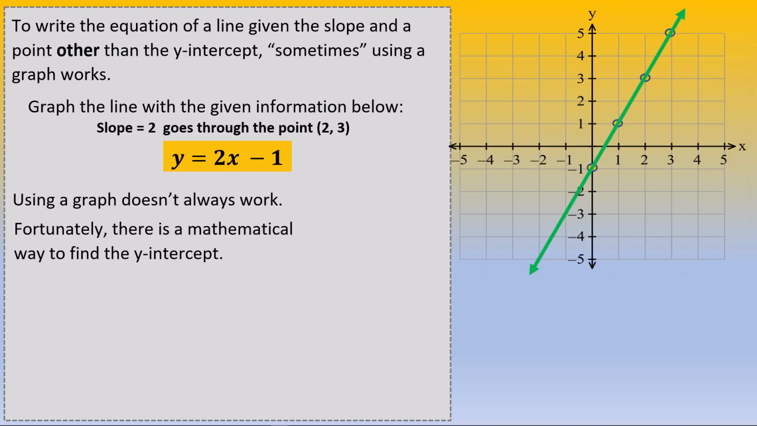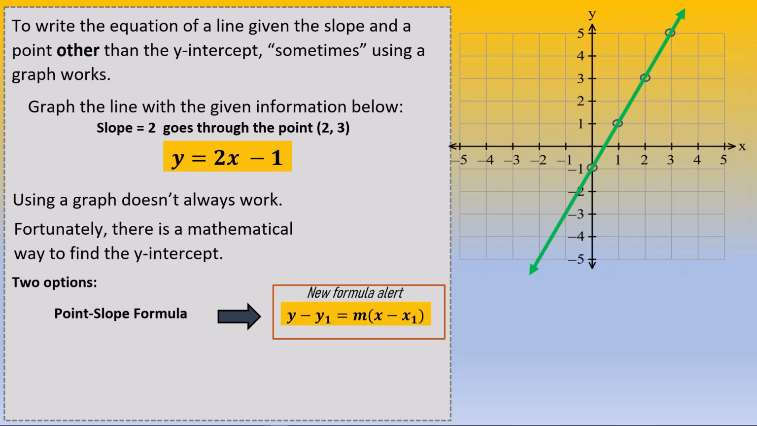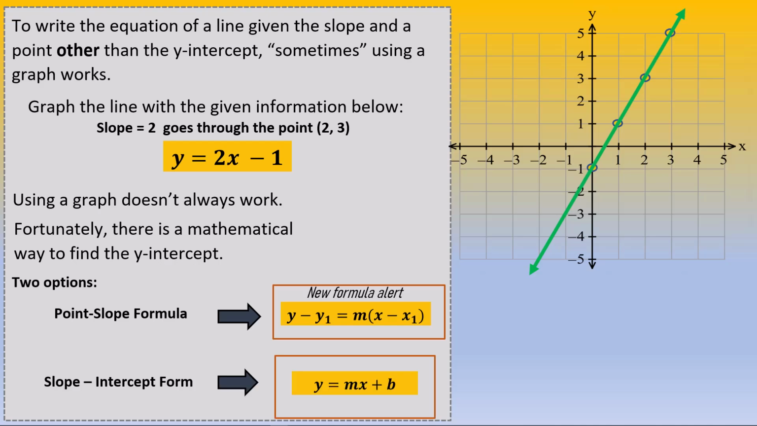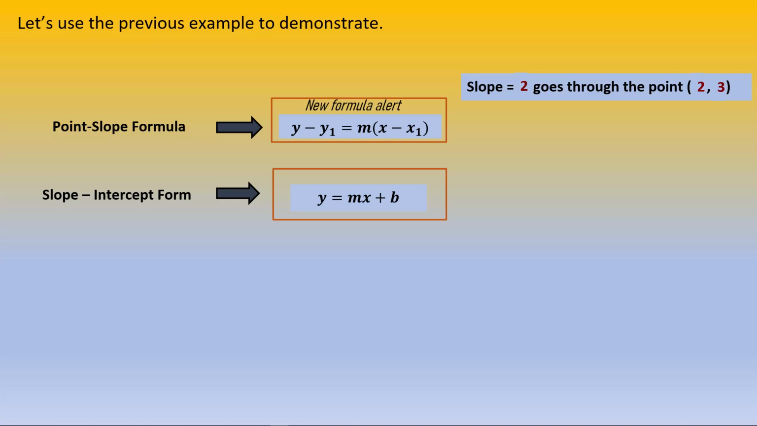Fortunately, there is a mathematical way to find the y-intercept. There are two options to choose from: using a new formula called the point-slope formula, or using the slope-intercept form. We'll explore how to use both. Let's use the previous example to demonstrate.